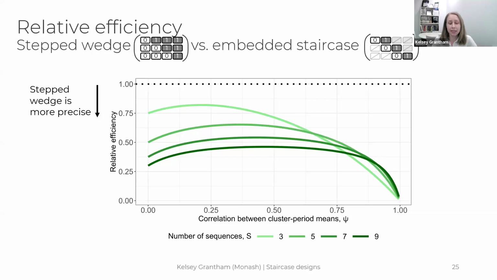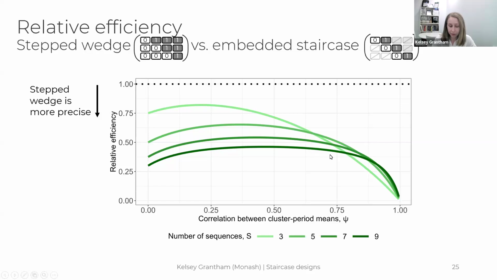And so here we have the relative efficiencies for stepped wedge compared to embedded basic staircase designs with 3, 5, 7, and 9 sequences, where the 3 sequence designs are shown at the top for reference. As expected, the relative efficiencies are all below 1 since the embedded staircase has fewer total measurements than its encompassing stepped wedge, and so we knew that it would be at least somewhat less precise. But in many cases, the staircase designs are not that much less precise than the stepped wedge. For example, for the 3 sequence designs with a small value of psi, the relative efficiencies are around 0.75 to 0.8, which is notable since the 3 sequence staircase has just half the total number of measurements as the stepped wedge. The relative efficiencies tend to decrease as the number of sequences increases.